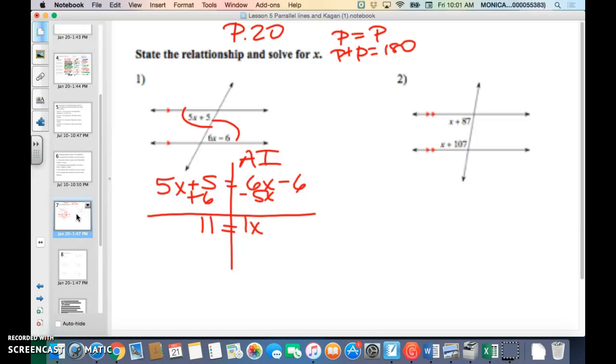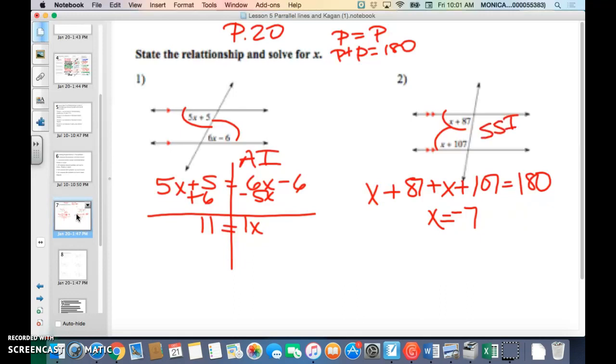Now, conversely to this one here, I notice that these two angles are on the same side of the transversal. So this one's going to be part plus part equals 180. So it'll be x plus 87 plus x plus 107 equals 180. And when you work it out, you get x equals -7. And it's okay to get a negative x value. What you're not going to want to get is a negative angle value, because that's impossible. So this is same side interior angles.